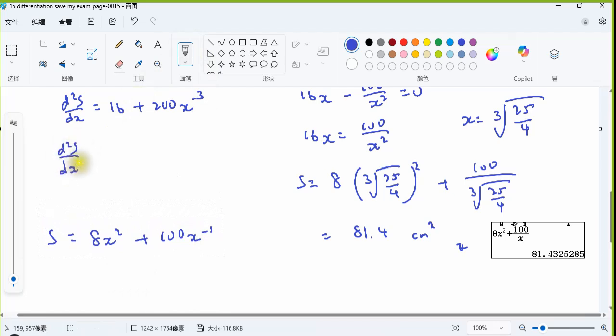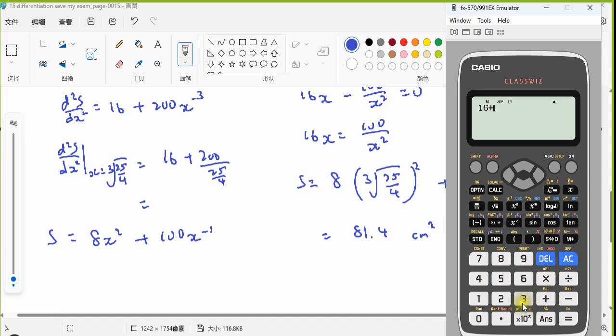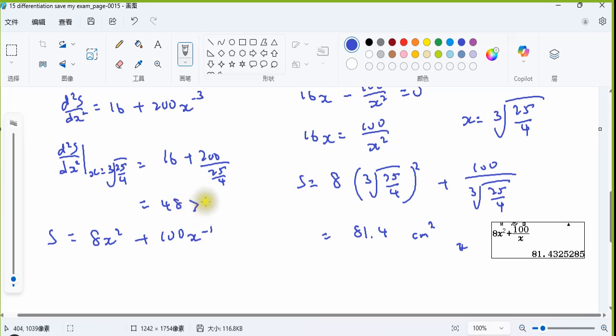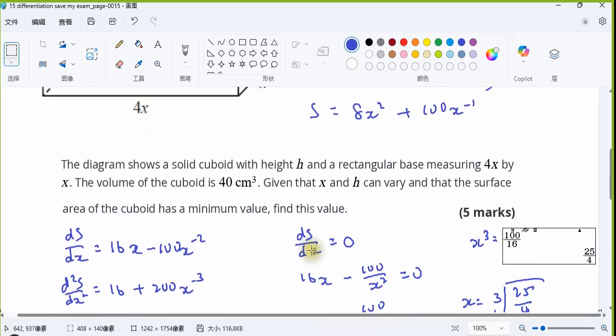the second derivative when x equal to cube root of 25 over 4 will be 16 plus 200 over 25 over 4. So we have 16 plus 200 over 25 times 4. Then it's 48, greater than 0. So it is minimum. Okay, done.